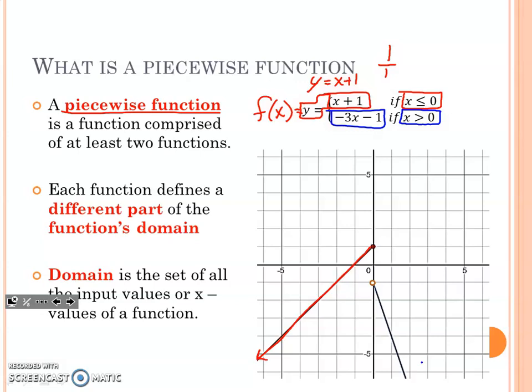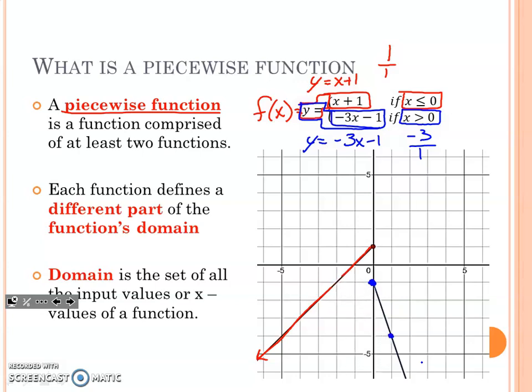The second part of our function is y equals negative 3x minus 1. Y equals negative 3x minus 1. Okay, so that would have a y-intercept at negative 1. Okay, and then I've got negative 3. I can put that over 1. That would go down 3 to the right 1. Okay, could also go up 3 to the left 1.